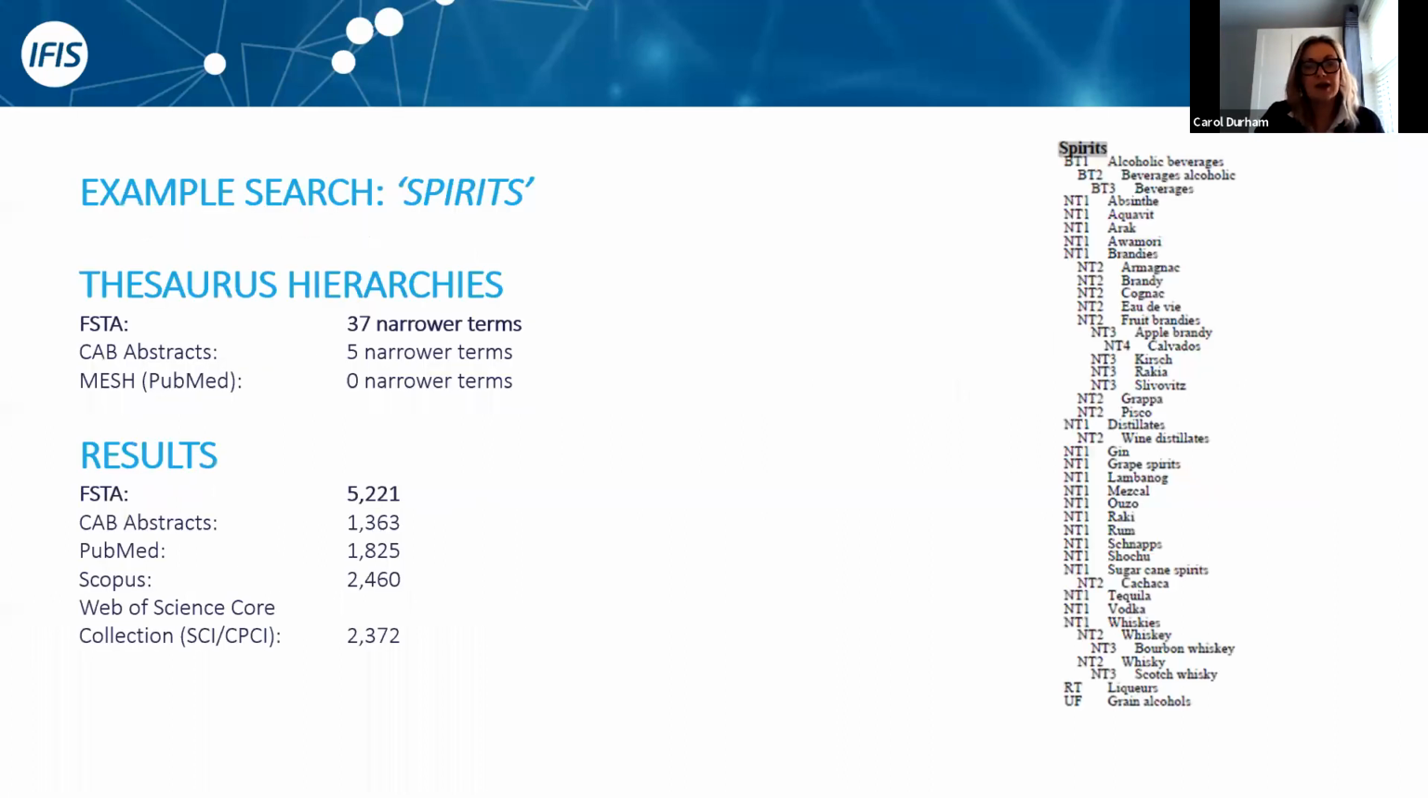This screen is an example of the FSTA Thesaurus, and you can see the narrower terms when searching for spirits. So you can be really specific about what you want to look for in terms of spirits and particular names for spirits and narrower terms. We did some searching at IFIS a few years ago now, two or three years ago, and we compared the results from FSTA with other tools used in the area of food science to compare particular keywords. And here is just an example of some results that we got back.